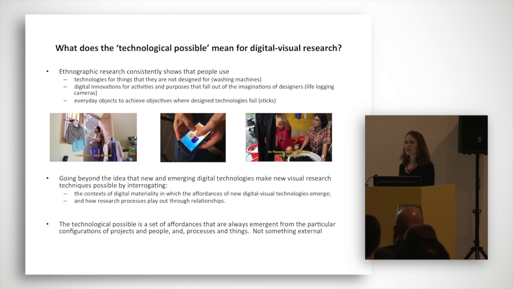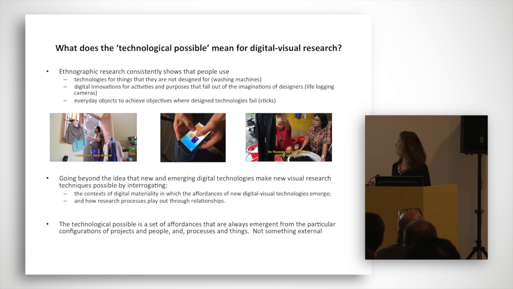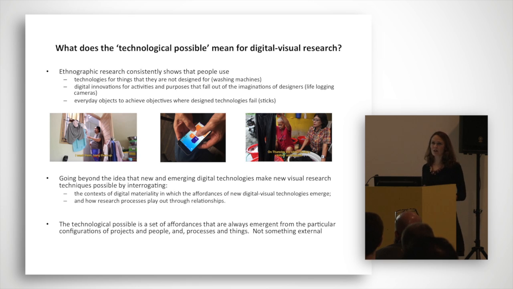So what do we do with these new technologies when we start to use them within research? What do we make it possible for them to do with us and for us and with research participants? And how do new or modified research processes play out through the relationships that we develop with the new technologies we might be using, that research participants might develop with them as well? So let's think about how the technologically possible is actually a set of affordances that are always emergent from those particular configurations of projects and people and things. They're not something external that is done to research and that changes research in the way that we can do it.